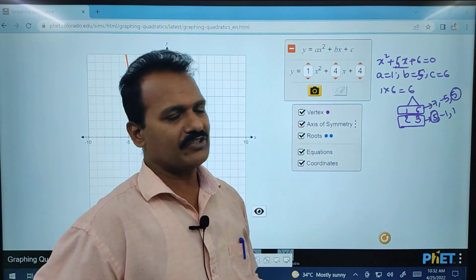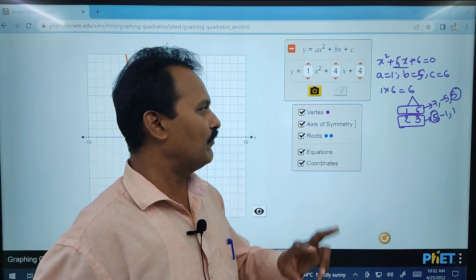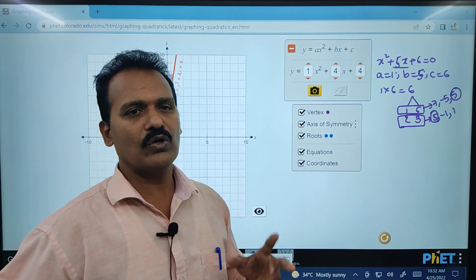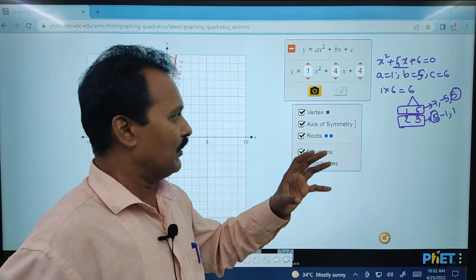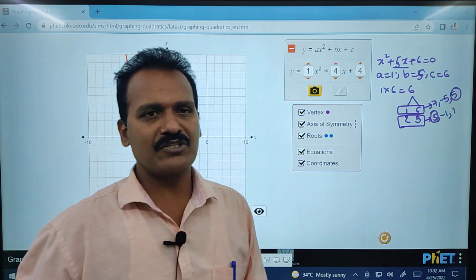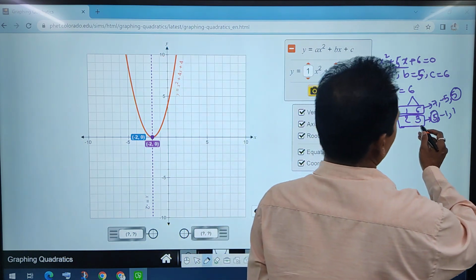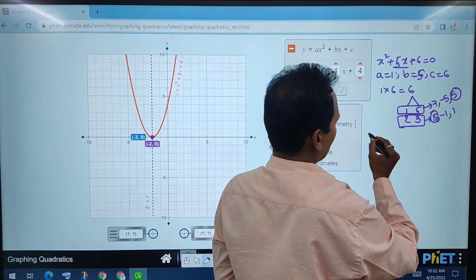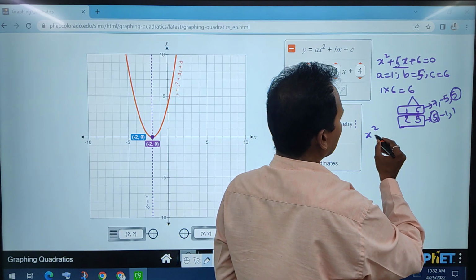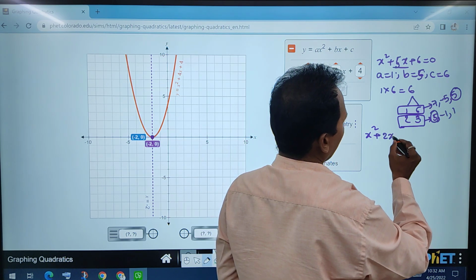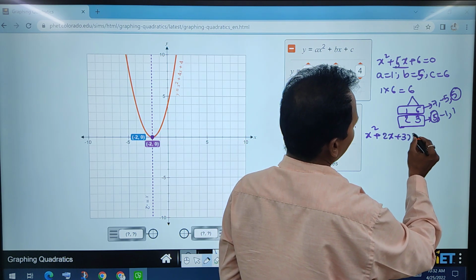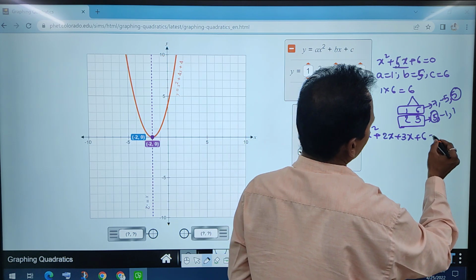Now take 2 and 3. If you add 2 and 3, 2 plus 3 equal to 5. If you multiply plus 2 and plus 3, you will get plus 6 only. So exactly the numbers 2 and 3 are suitable for the given equation. So we can split the middle term: x square plus 2x plus 3x plus 6 equal to 0.